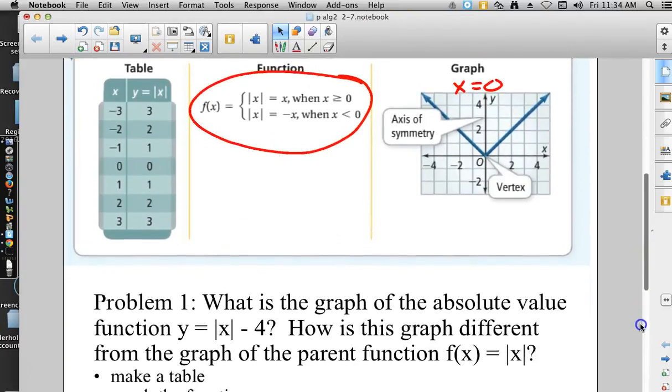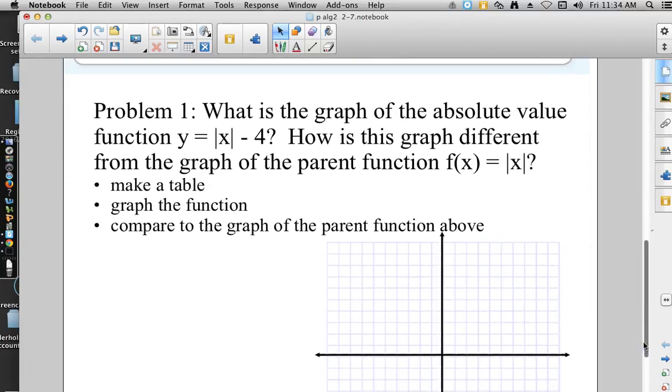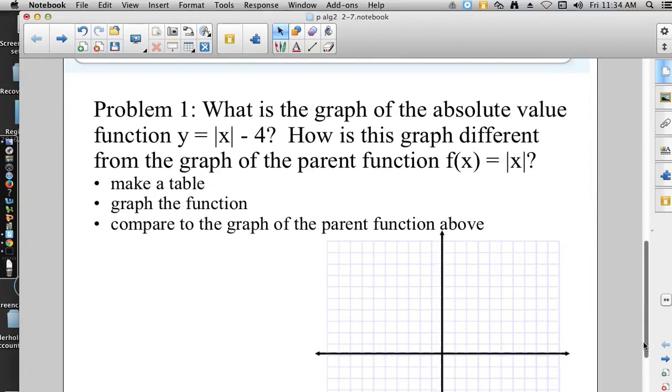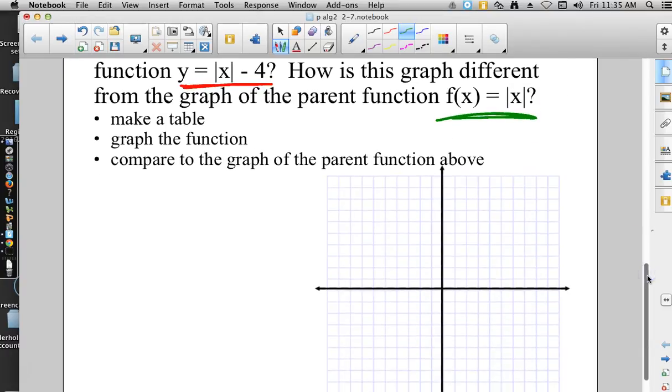So down here, it says, we're ready to start talking about this stuff already. Well, how can that be? What is the graph of the absolute value function of that? How is this graph different from the graph of the parent function, which is this? Well, this is where we're going to color code. Because we're going to say, you know what? I know what that one looks like. I know what the parent looks like. It's a big V. Got this. So 0, 0, 1, 1, 2, 2, 3, 3, all the way up. And negative 1, 1, big V.